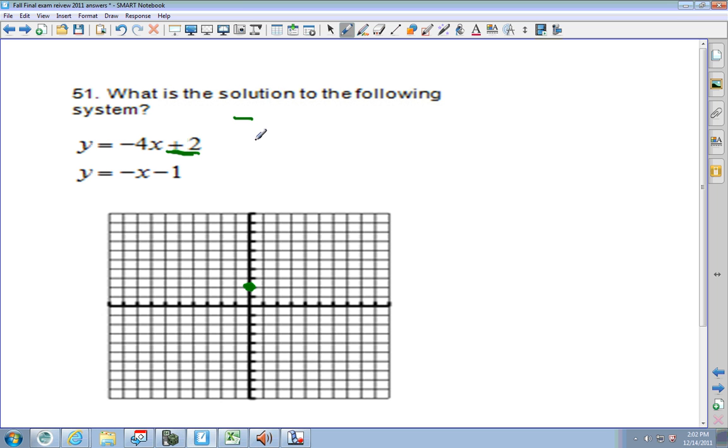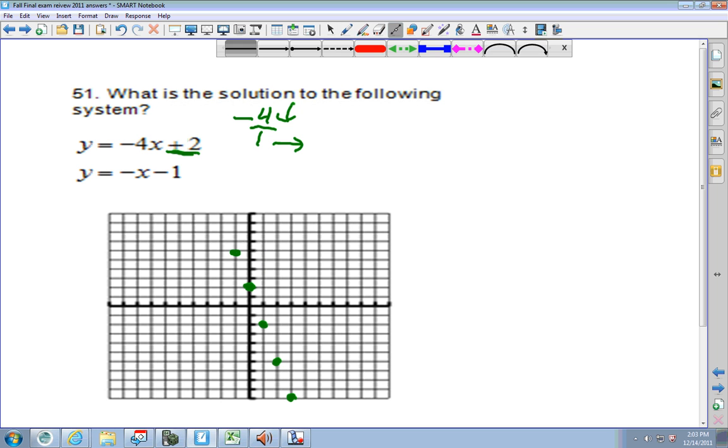My pen's kind of freaking out on me here. -4 over 1. Well, the negative tells me to go down 4. The bottom number is to the right. So as I go to graph this, I'm going to go down 1, 2, 3, 4 to the right 1 and put a dot. Down 1, 2, 3, 4 to the right 1 and put a dot. I can also go backwards and go up 1, 2, 3, 4 to the left 1 and put a dot.